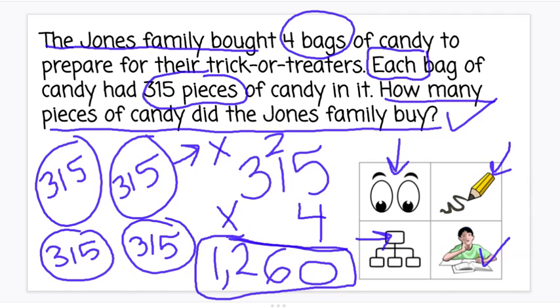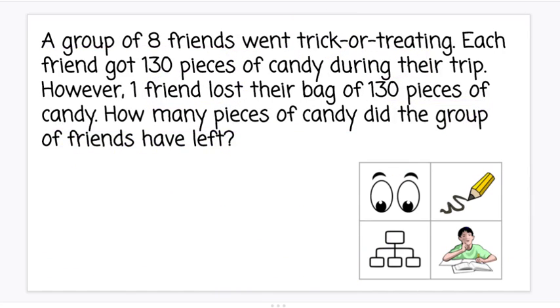Let's try another one. All right. A group of 8 friends went trick-or-treating. Each friend got 130 pieces of candy during their trip. However, one friend lost their bag of 130 pieces of candy. How many pieces of candy did the group of friends have left?